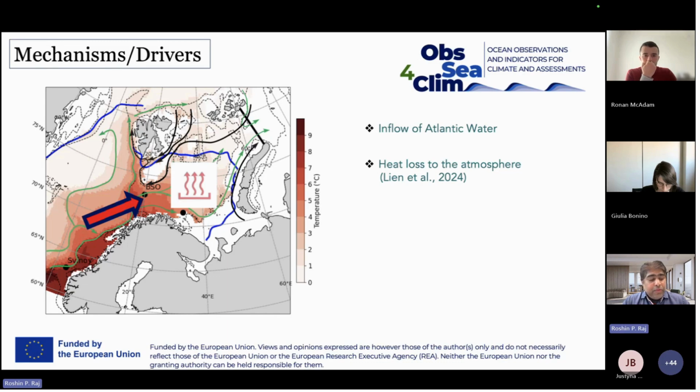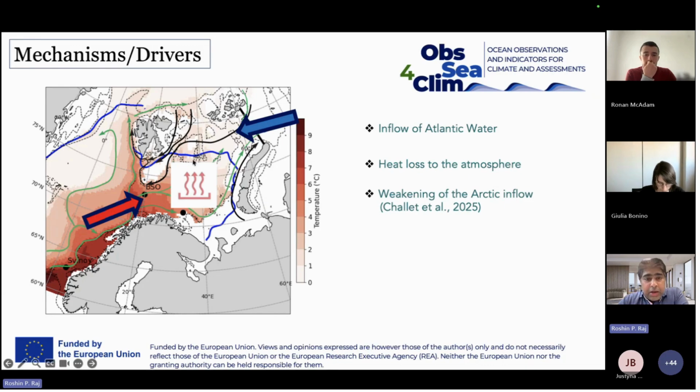So we looked for other reasons, and one of them is the weakening of the Arctic inflow. The Arctic inflow from the east is usually cold. So once it is weakened, it means that less cold water is going into the Barents Sea. This is a paper that we published in 2020, last year, and this is yet another mechanism of triggering the marine heat wave event in the Barents Sea.